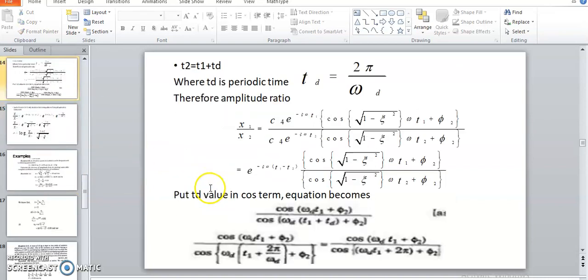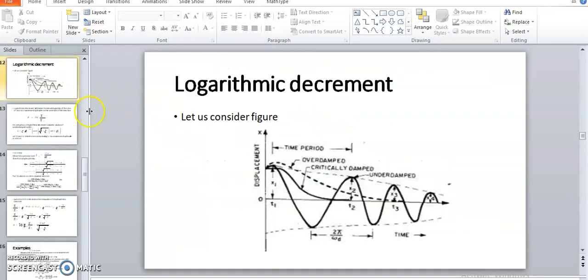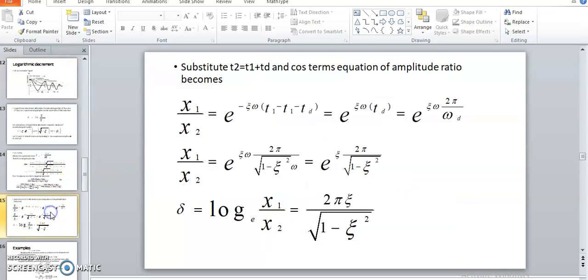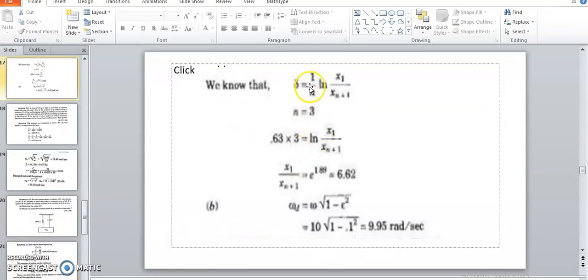Now the previous formula is just ln of x1 by x2. Now if you consider the ratio of x1 and x3, two cycles are completed, first and second. So instead of x1 by x2, you consider x1 by x3, and you consider 1 by 2 in that formula. You modify that formula from 1 by 2 to 1 by n, for n number of cycles. And then you can find out that the number of cycles becomes 3.